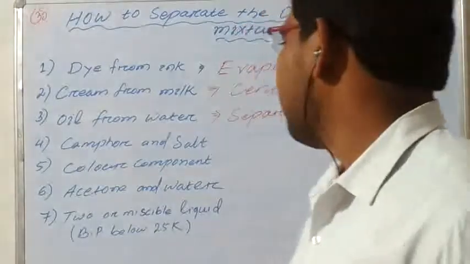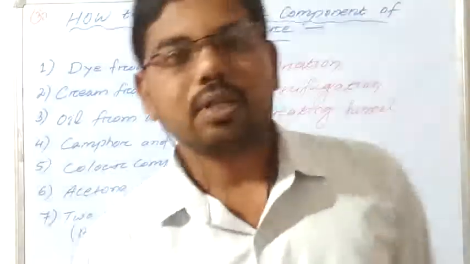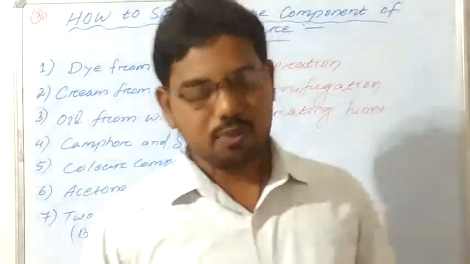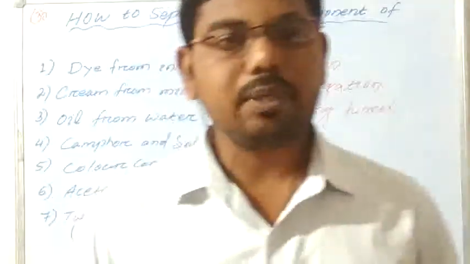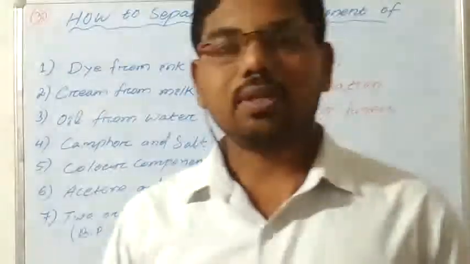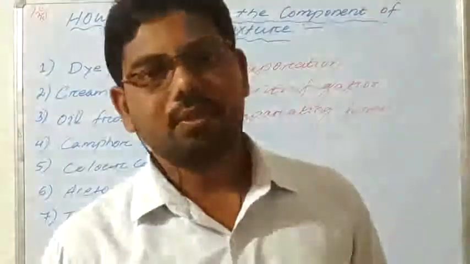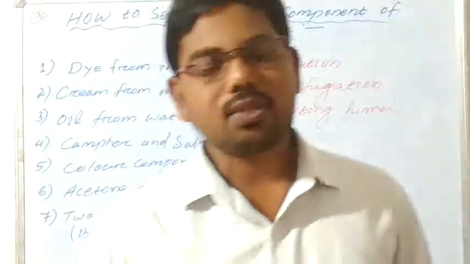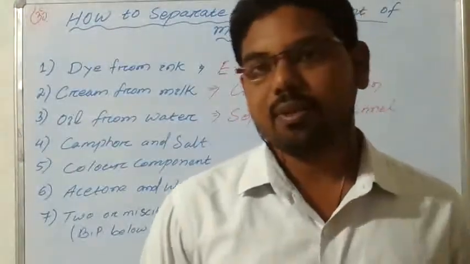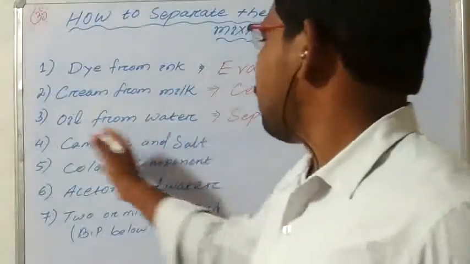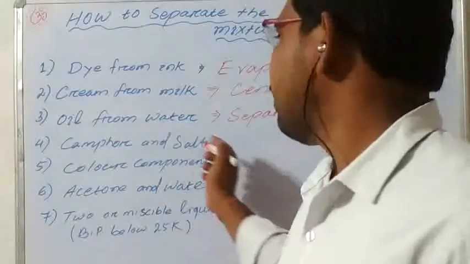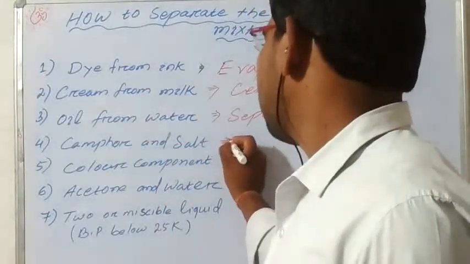And the fourth one: camphor and salt. Camphor is a sublimable substance, like ammonium chloride. A sublimable substance is separated from salt by the process of sublimation. In sublimation, solids directly change into gas. So we heat the mixture, and camphor evaporates easily by the process of sublimation.